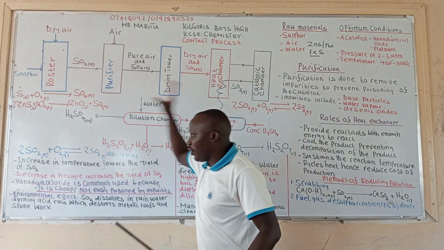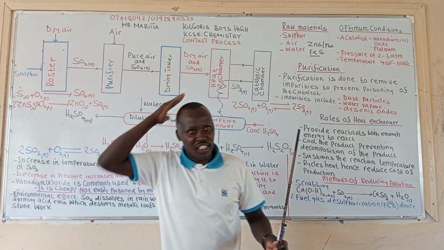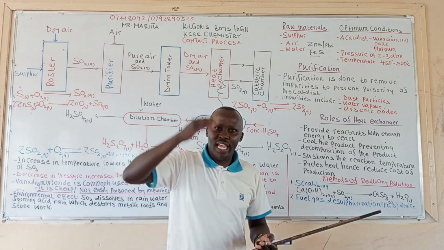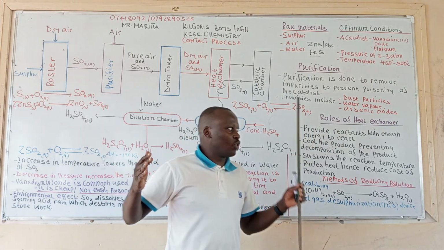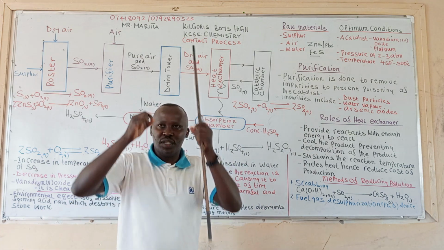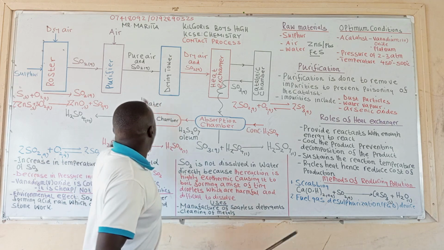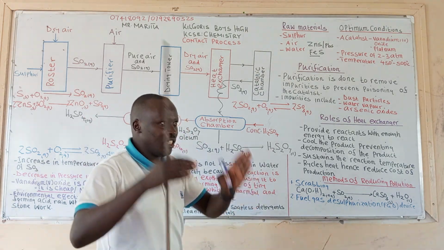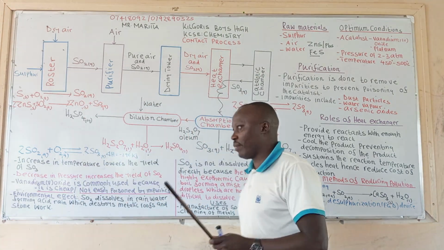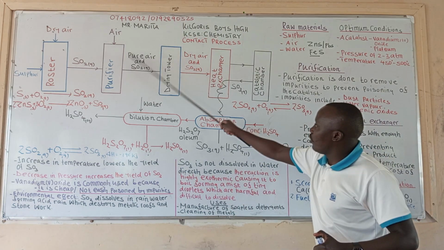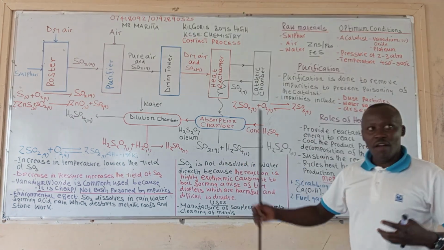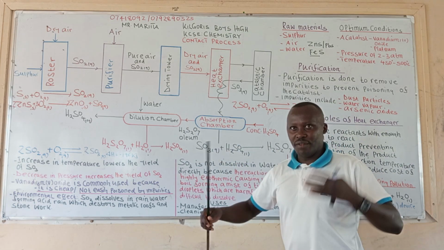So the main point you need to understand from the purification chamber is the reason why the product of this sulfur and oxygen is being purified. And in this case, you identify some impurities which are removed in the purification stage. Then from the purification now, we have pure air, and then we have sulfur(IV) oxide.